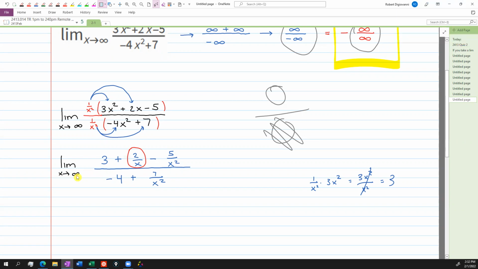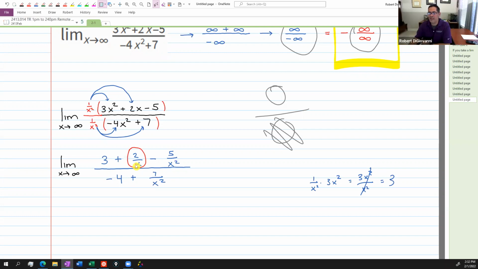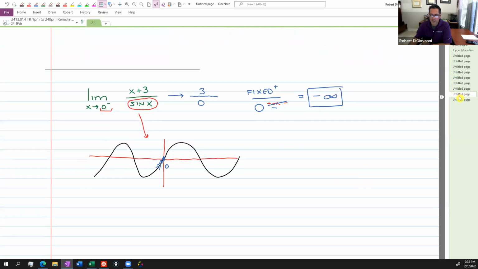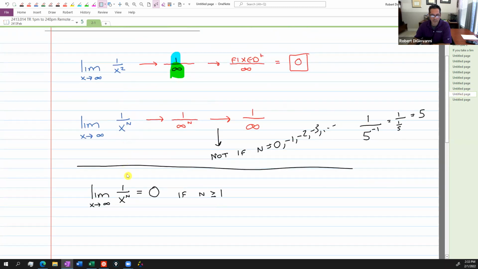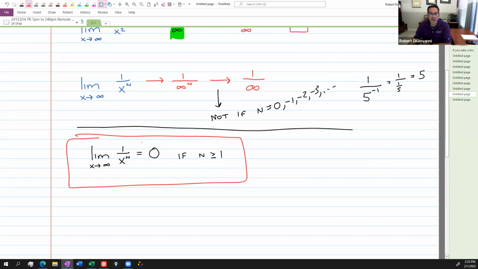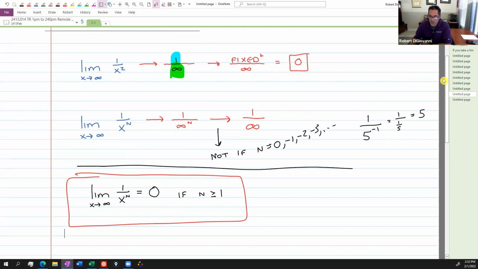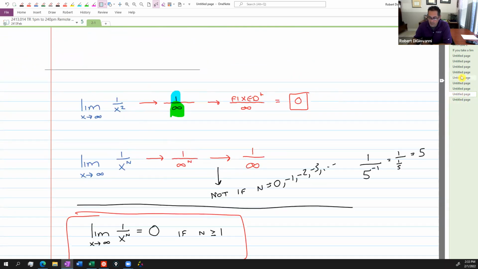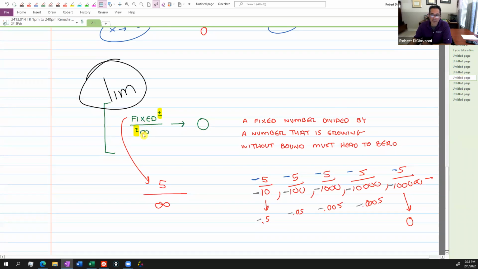The bottom is headed to, where's x going? To positive infinity. Okay. Fixed over infinity always goes to? A small positive number. I can't agree with that completely. This was the thing we all agreed upon just now, right? The big idea here: fixed number over infinity, doesn't matter what the signs are, this always goes to 0. That's the big takeaway, right?